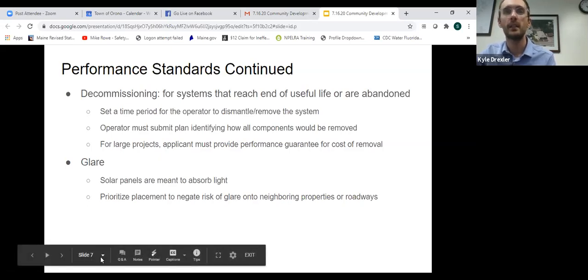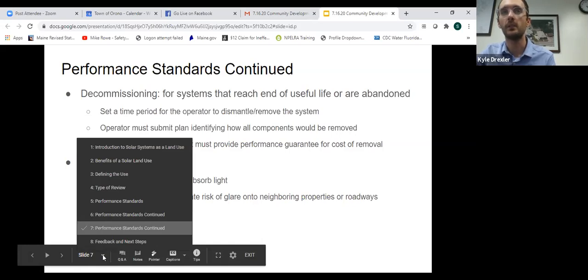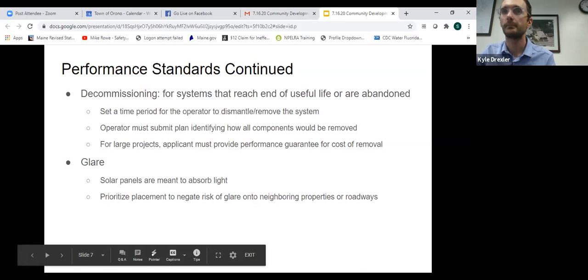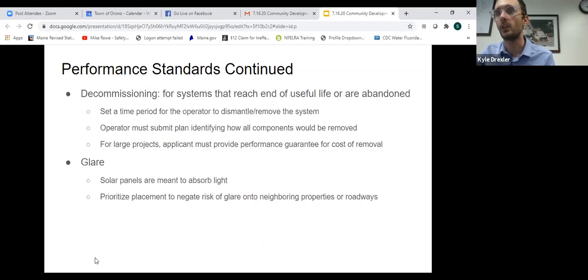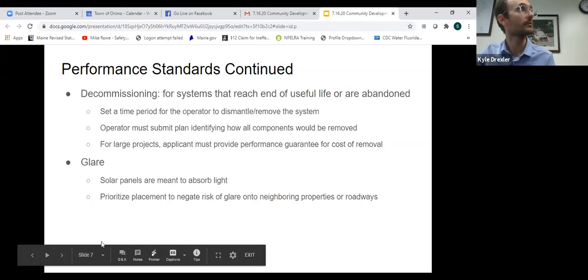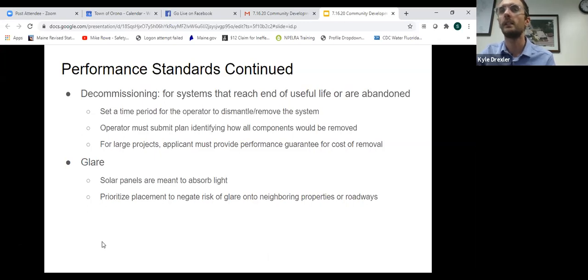And last is something that comes up sometimes and seems to be a little bit of a question mark, is the issue of glare. So in general, we have a glare standard already in our ordinance, but it's not very specific, and it's more of an after the fact type thing rather than considering it up front. So solar panels are obviously meant to absorb light, not reflect light. From a lot of things I've read, it seems that, in general, glass windows or snow cover can often reflect more light than a solar panel would.